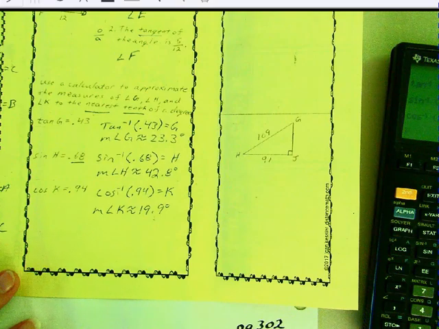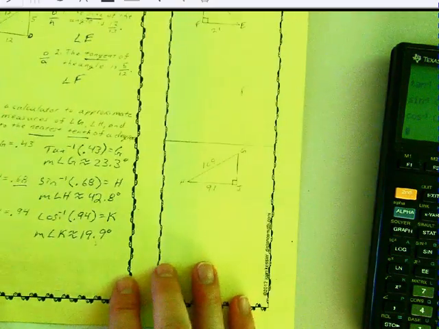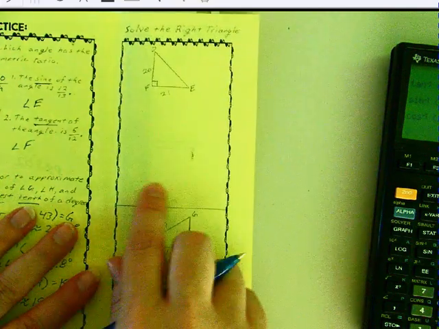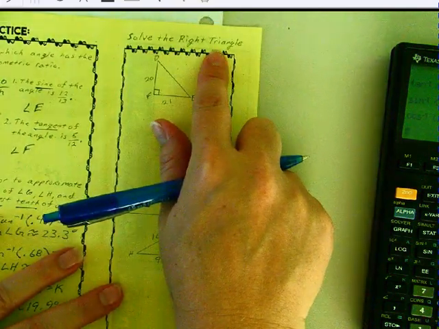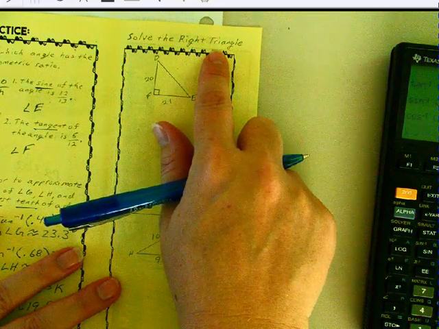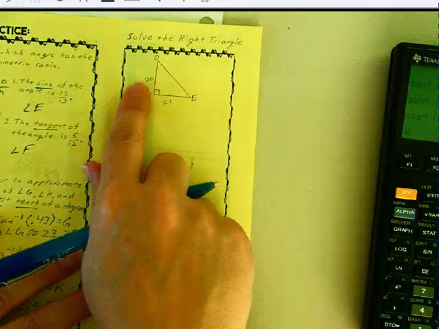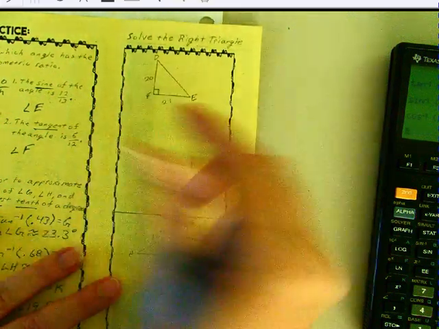Okay, great job with those. So the next type that we have, now we are going to solve the right triangle. So when we're solving the right triangle, that means we're going to find all of the sides and all of the angles. Well, we already know these two sides, so we need DE.